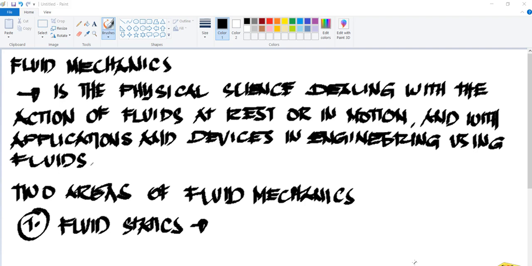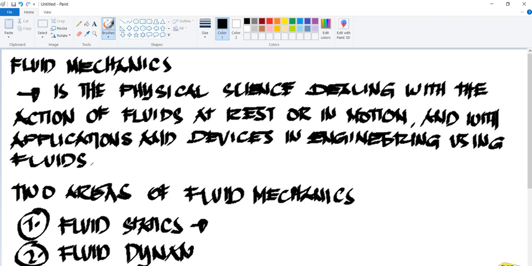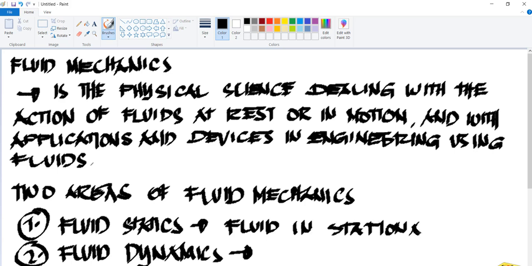So we have two branches of fluid mechanics. We have fluid statics, which deals with fluids in stationary, and another type is fluid dynamics, which really deals with fluid in motion. This is fluid statics, fluid in stationary. While fluid dynamics studies fluid in motion.